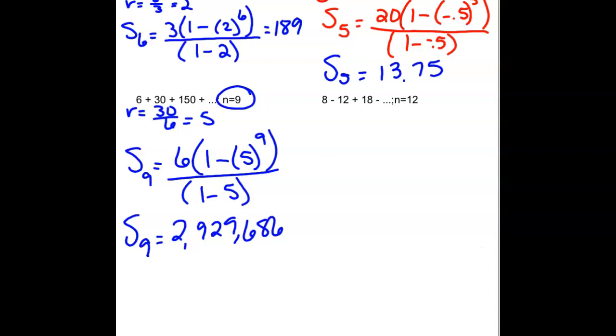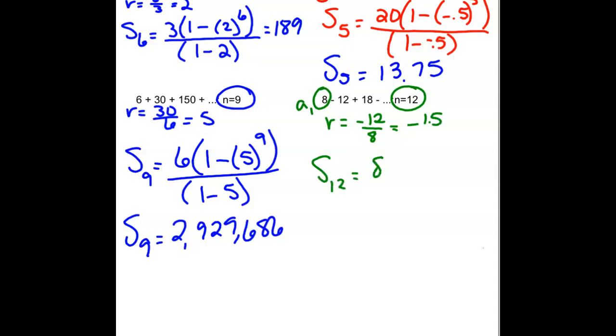All right, for our next one, we have 12 terms that we are trying to add up. We know our first term, and then our R value, we take our second term divided by our first term, and we could reduce that. Dividing by 4, we get -3/2 or -1.5.